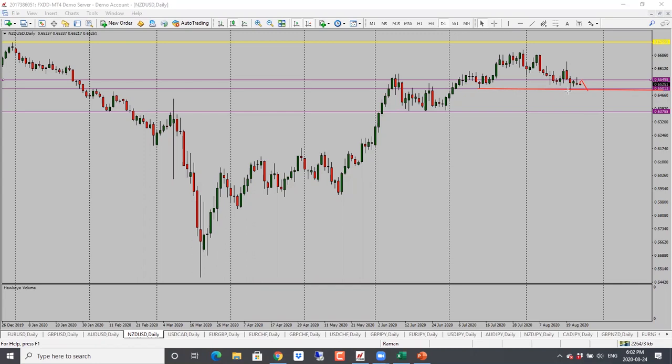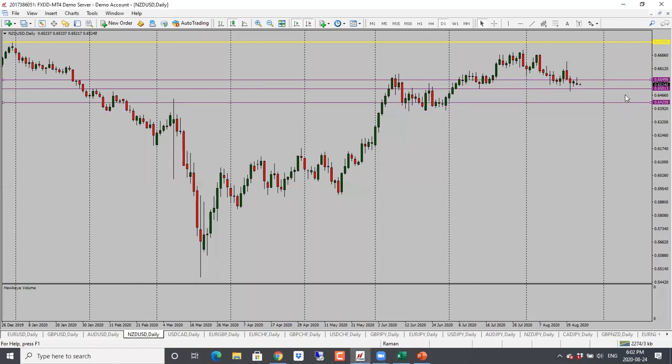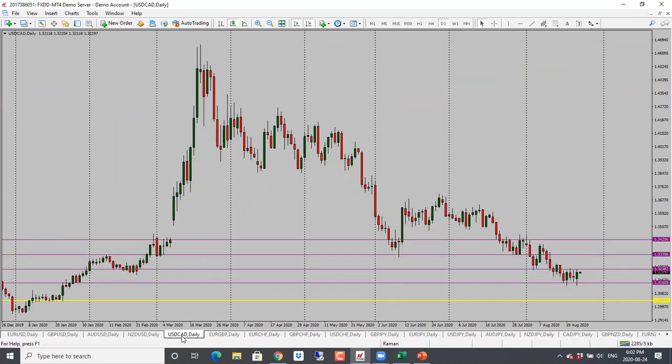And first target here is just the low from the other day, which is 0.6500, which isn't that far. And then second target would be 0.6465. So bias here is bearish for New Zealand dollar.